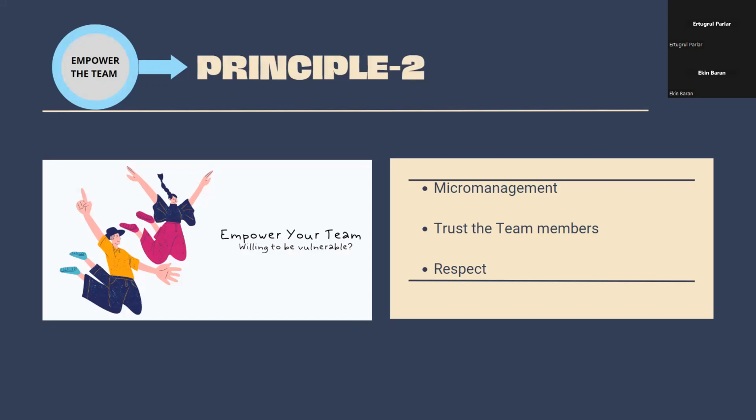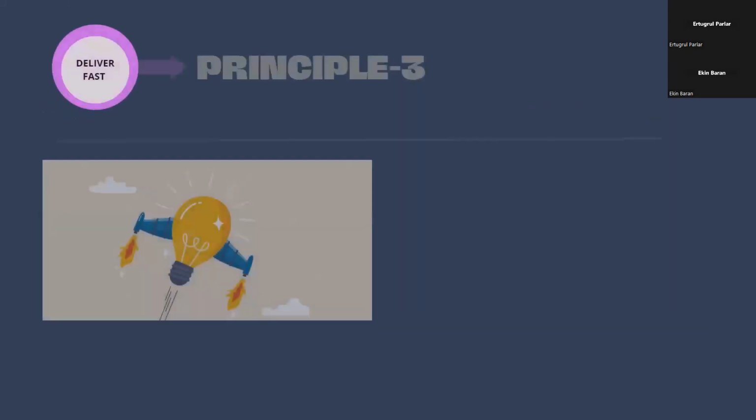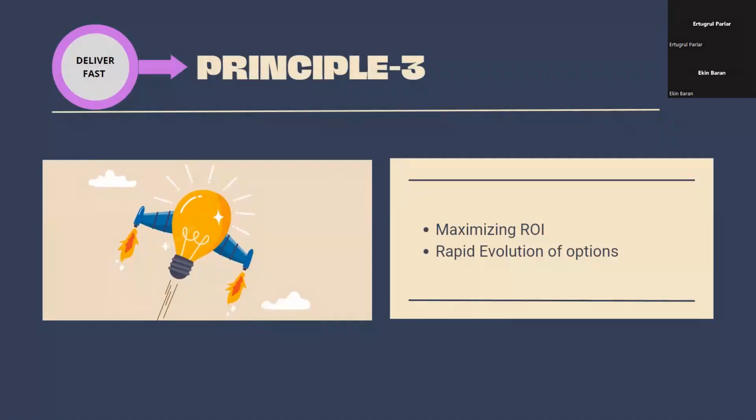Moving on to principle 3, deliver fast. It focuses on reducing lead times, delivery times, and delivering value to customers as quickly as possible. The main objective for applying this principle is maximizing the ROI, return on investment. It happens by finding ways to eliminate waste and optimize processes. As you can notice, all principles are related to each other.